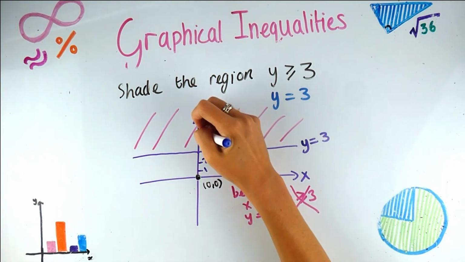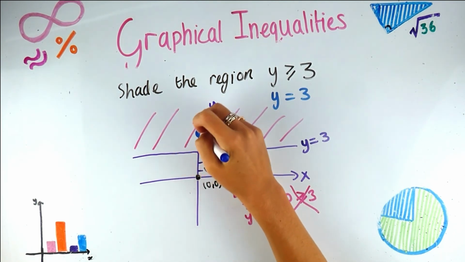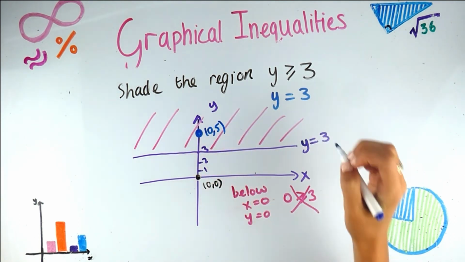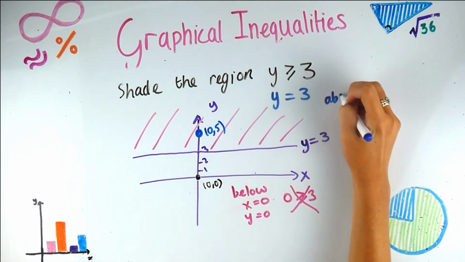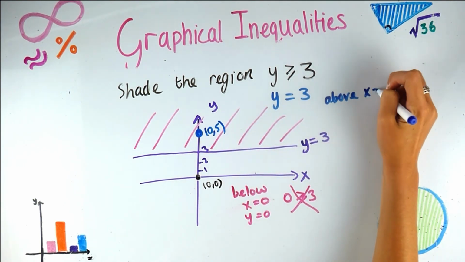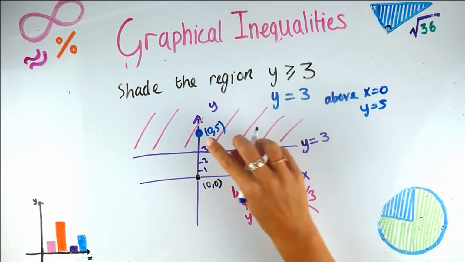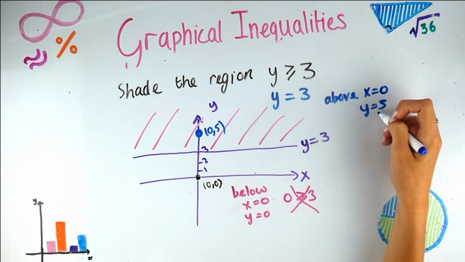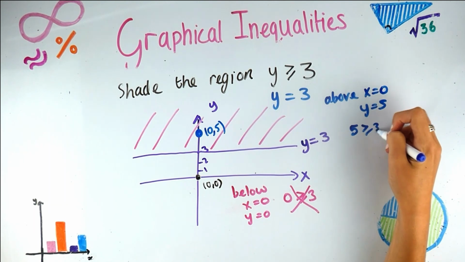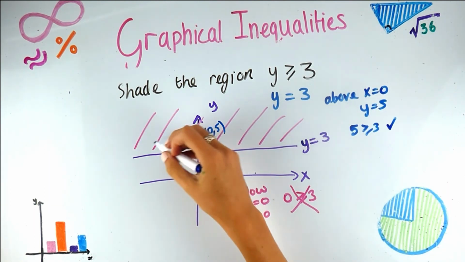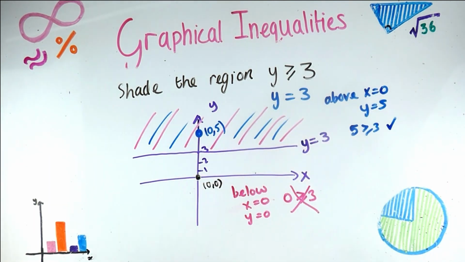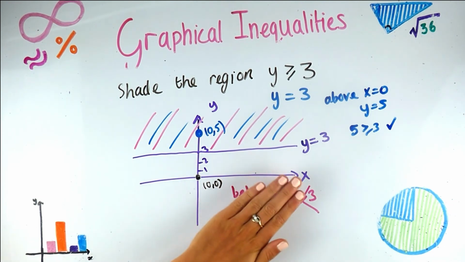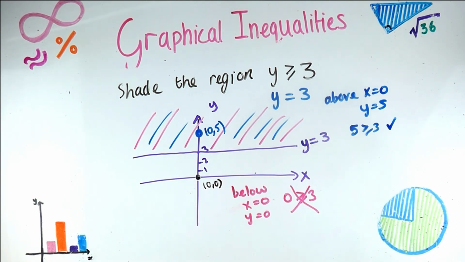So let's say I take this point here, which I'm going to say is along 0 and up about 5. So in the above region we have x equals 0, y is equal to 5. Let's put that into the inequality, so y is 5, greater than or equal to 3. Yes it is, so I know I've shaded the correct region. Sometimes you have multiple lines, but just do each line separately. It's not too bad, basically.